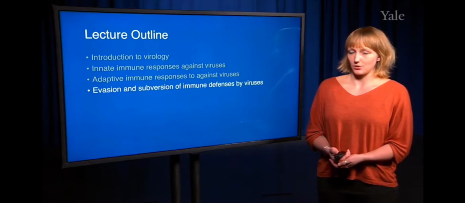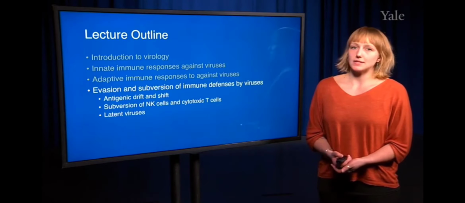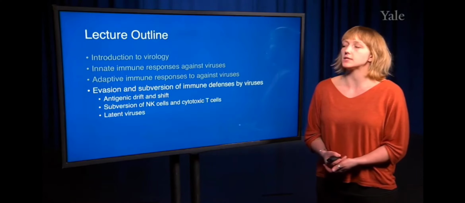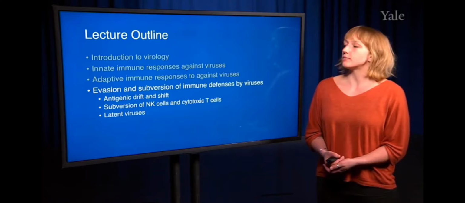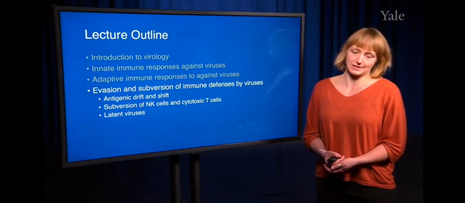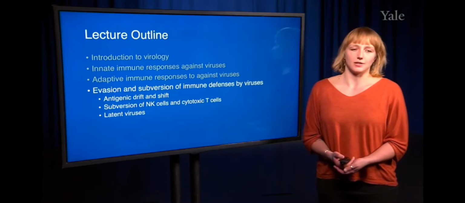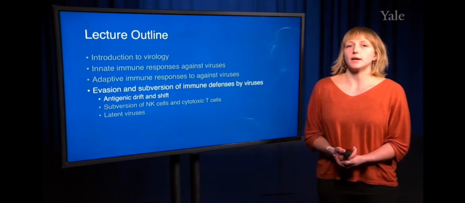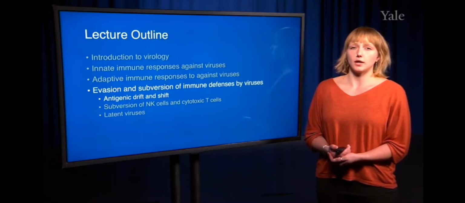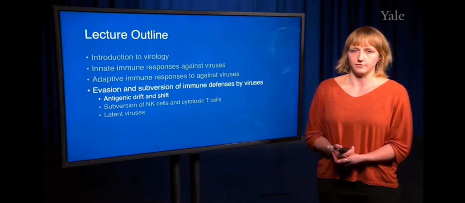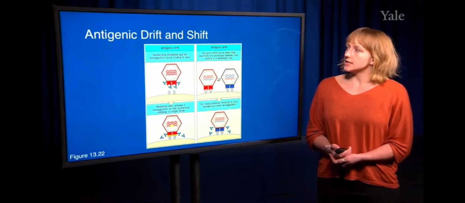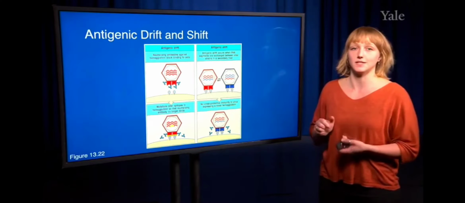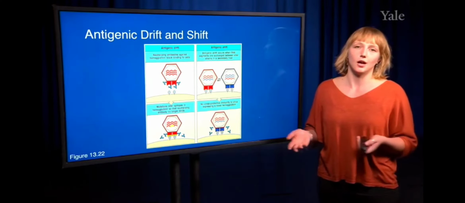And this includes different mechanisms, but today I'm only going to go through 3 different types. So first, antigenic drift and shift, subversion of NK cells and cytotoxic T cells, and what latent viruses do. So let's start with antigenic drift and shift, which is a mechanism of viral evolution that single-stranded RNA viruses are very fond of using. So this is an example using a very schematically organized influenza virus, which is the major virus that's been studied with antigenic drift and shift.